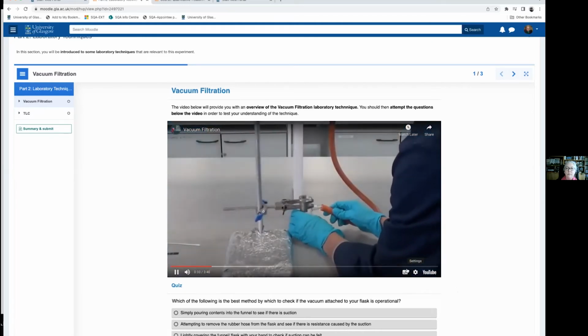So to set up the equipment, first, ensure that the filter flask is firmly clamped.